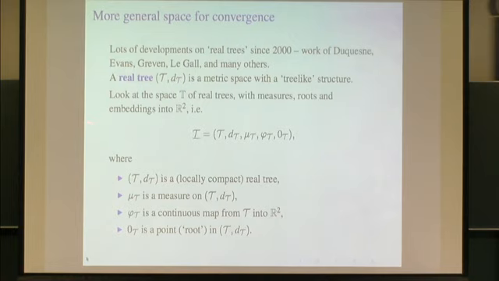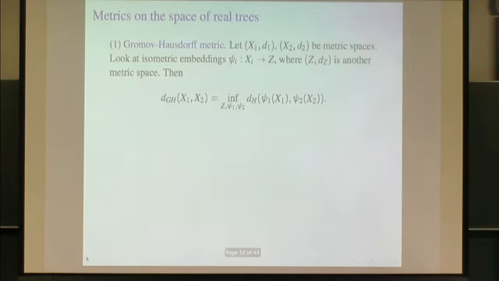And we're going to look at a space of real trees with measures, roots, and embeddings. So we have (T, d_T), a locally compact real tree, a measure on the tree, a map from the tree, which is a sort of abstract object, into R^2, and a root in the tree. So that's going to be the space that we're going to be working on. And then, of course, we have to define metrics and topologies on this space.